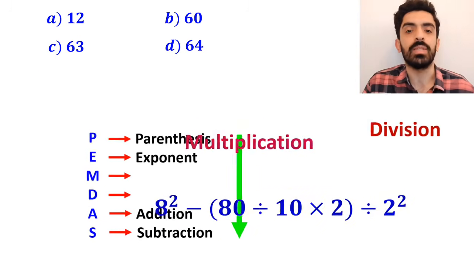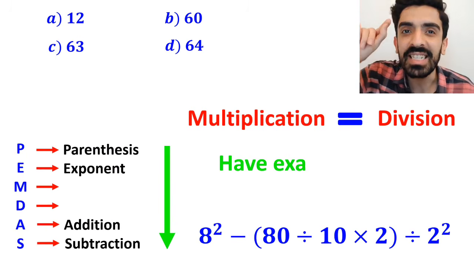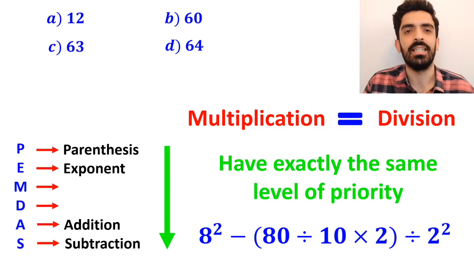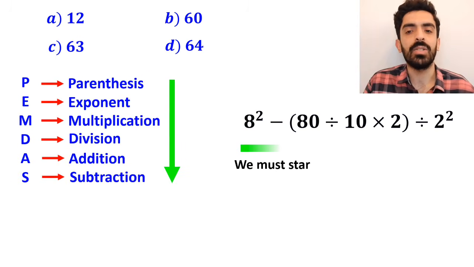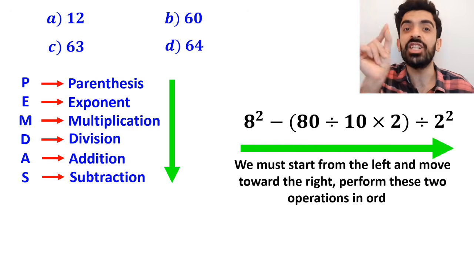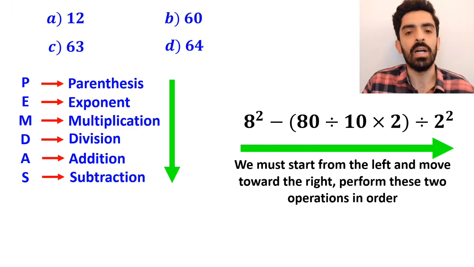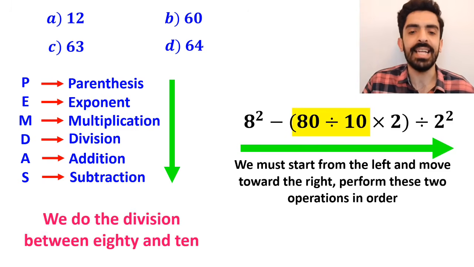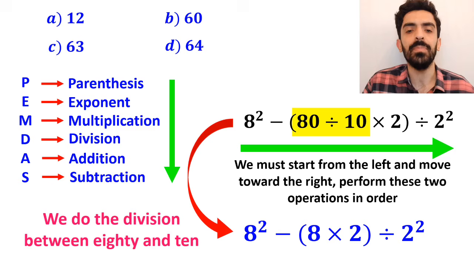It's very important to note that multiplication and division have exactly the same level of priority. In this situation, we must start from the left and move toward the right, performing these two operations in order. So, first we do the division between 80 and 10, and this expression simplifies to 8 squared minus 8 times 2 inside the parentheses, then divided by 2 squared.